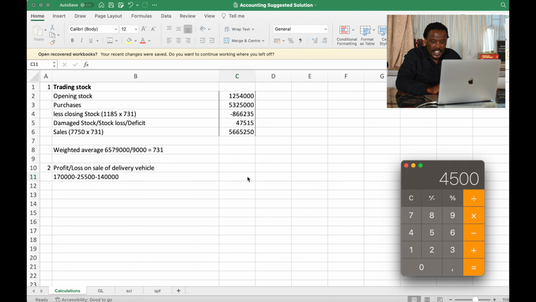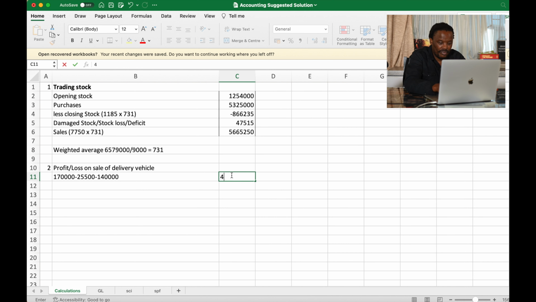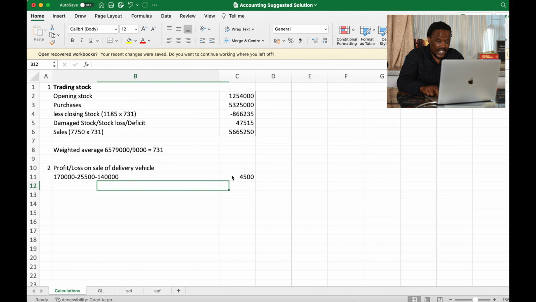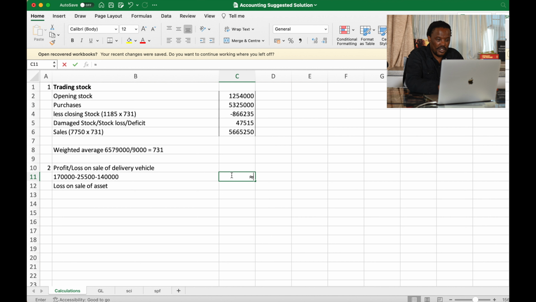Let's look at the calculation. It is 170,000 minus 25,500 minus the amount which it was sold for, 140,000, and then it just gives us 4,500, which is a loss on sale of vehicle. You can say loss on sale of asset, which is 4,500.